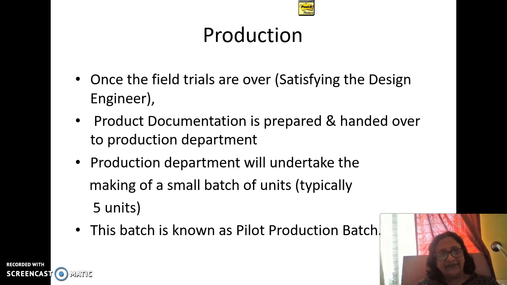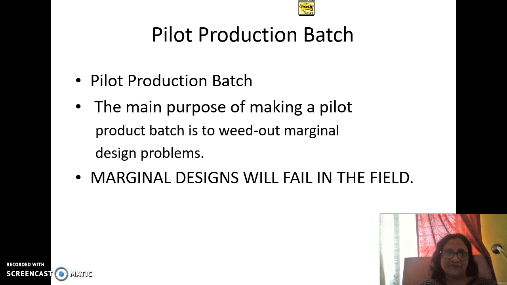After this validation, verification, and testing is done, and the design engineers are also satisfied, then product documentation is prepared and it is handed over to the production department for manufacturing. The production department will undertake initially only a small batch of units making. Typically, it may be 5 units, and this production of 5 units or very small units is called pilot production batch. Now, the main purpose of making a pilot production batch is to weed out or eliminate marginal design problems.